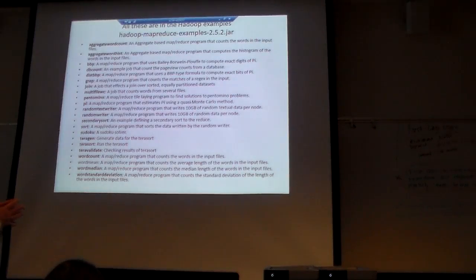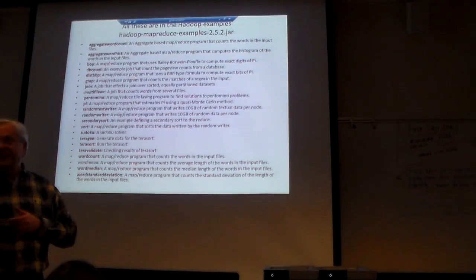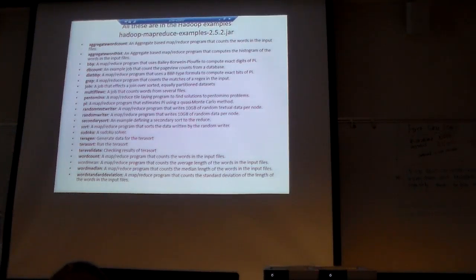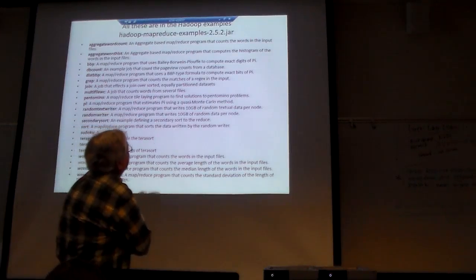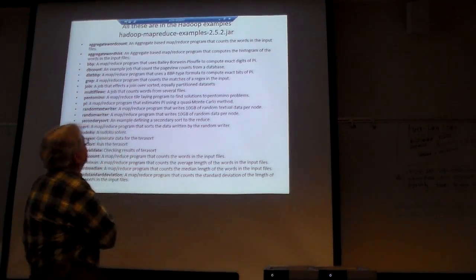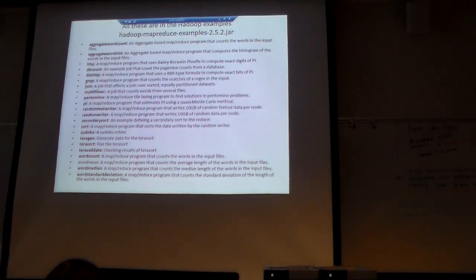Another one does a histogram of the words in the input files. I don't know how it does a histogram. I assume it's going to run dots across the page or something. Another is an example job that counts the page view counts from a database. That would be too hard to set up because you'd have to have the real data that would work.